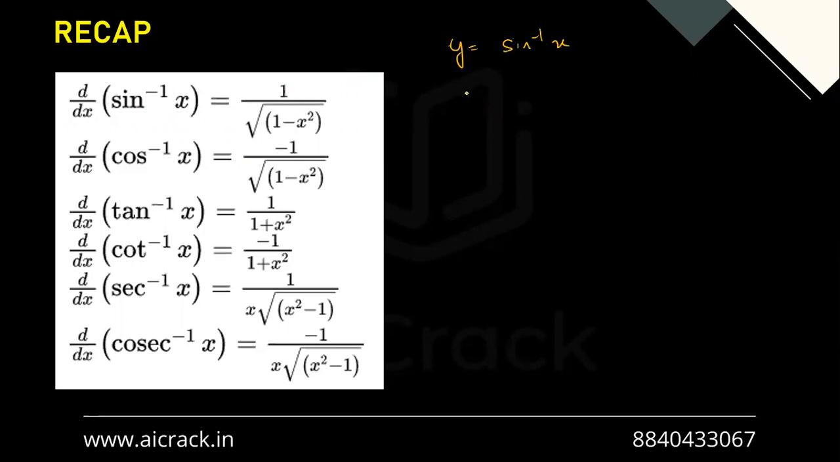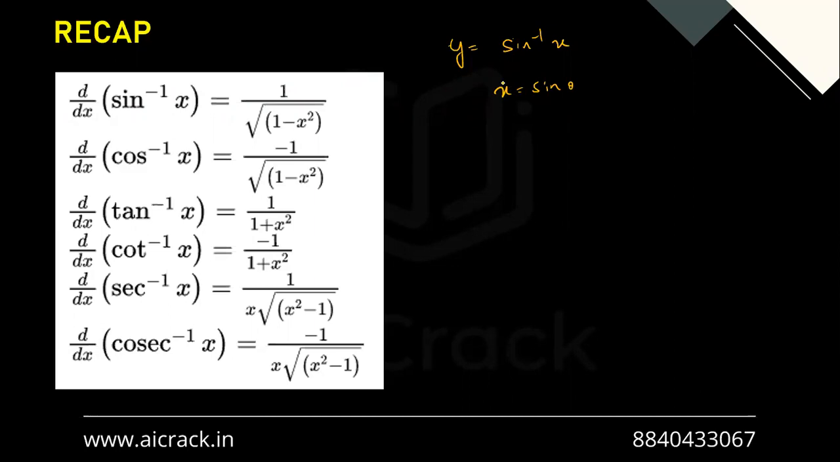Now we know that with the basic methods of differentiation, we cannot really find the derivative of inverse trigonometric functions. So basically we'll have to do some kind of substitution. So with that I'll be introducing the substitution method. Let's take one example over here. The obvious substitution would be x equals sine theta.